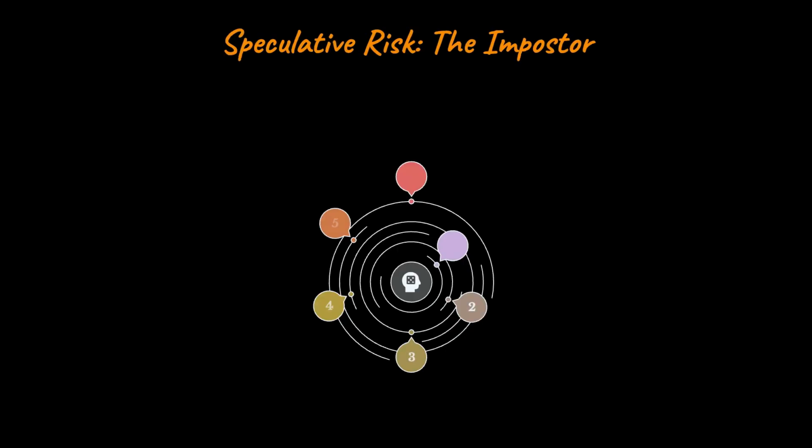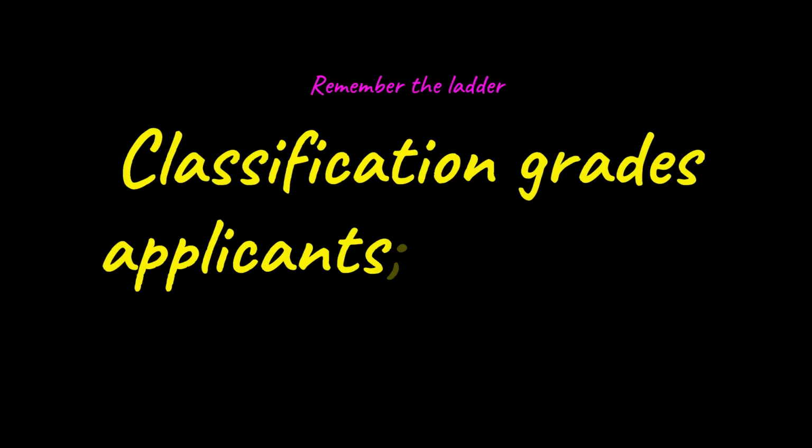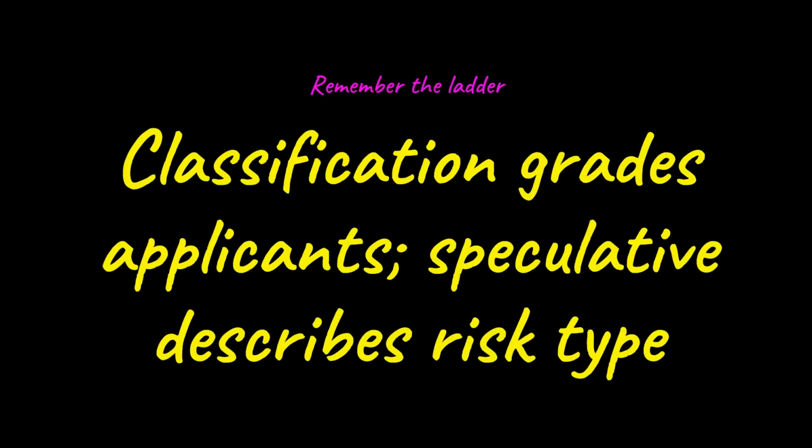The exam's favorite trap is slipping speculative into the list of classes. Speculative is a real insurance term, but it describes a kind of risk, one involving a chance of gain, not a grade assigned to an applicant. Preferred, standard, and substandard are legitimate classes, with declined at the far end. Any term describing the nature of a risk instead of an applicant's grade is wearing a costume, and that word is usually speculative.